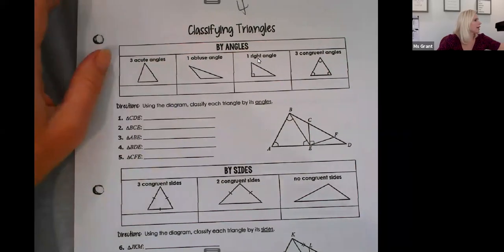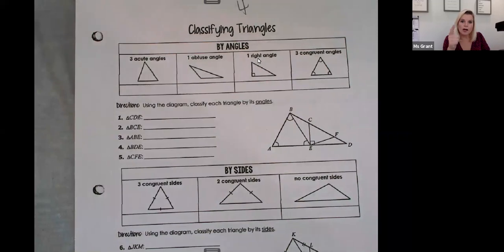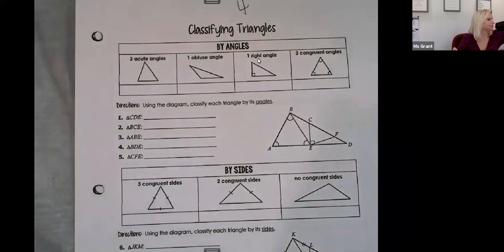So we're going to classify triangles by what their angles are and their number of sides.